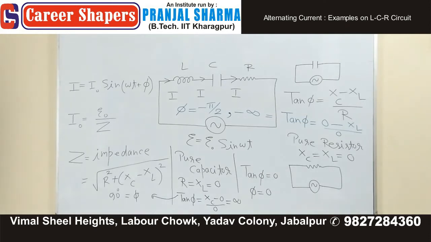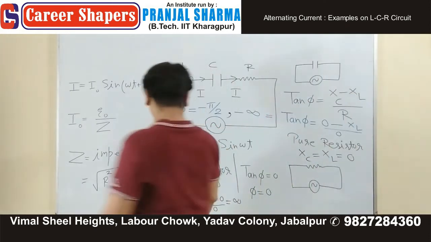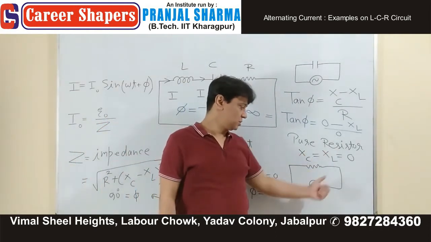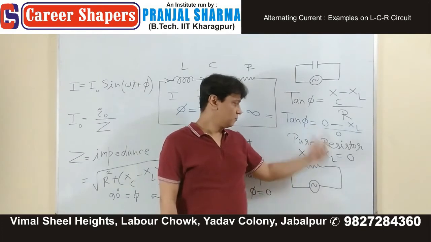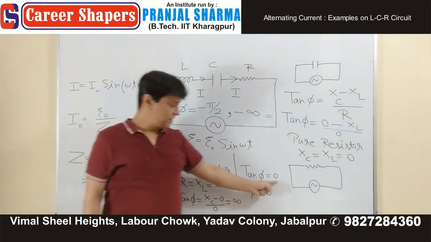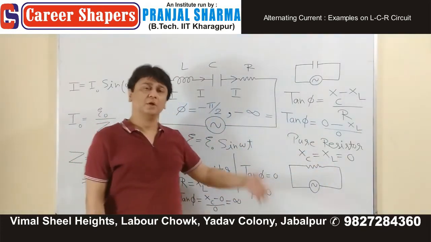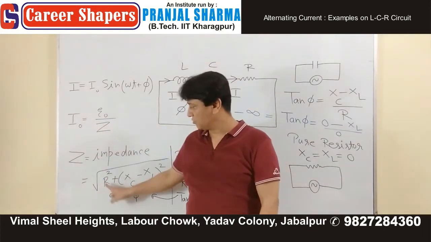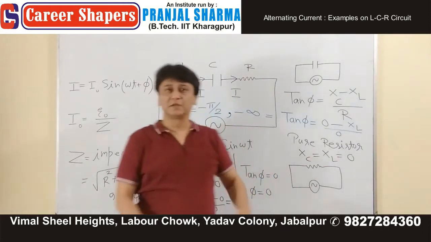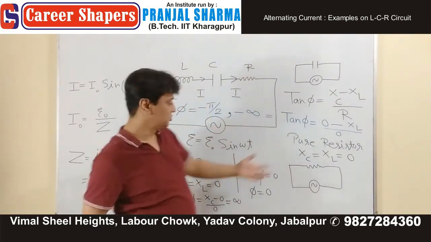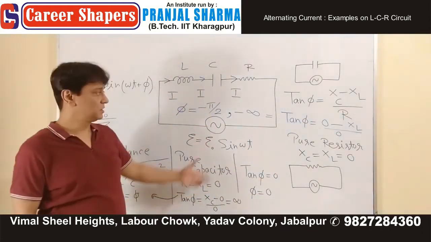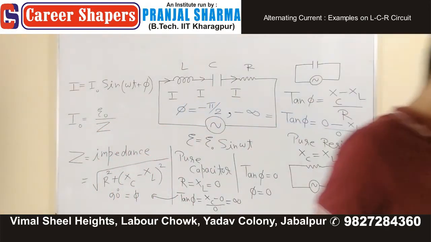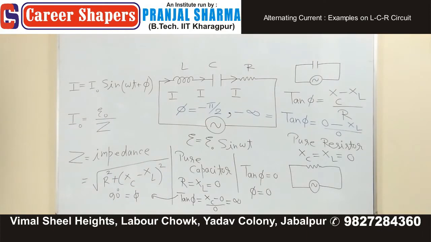You should note down every part systematically. Pure resistor, show this, draw the figure, write down like this, tan phi is coming 0, phi is coming 0, and these are not present, Z will be what? R. And same thing for practice you can do with pure capacitor and for pure inductor. You must note down things in a systematic way.